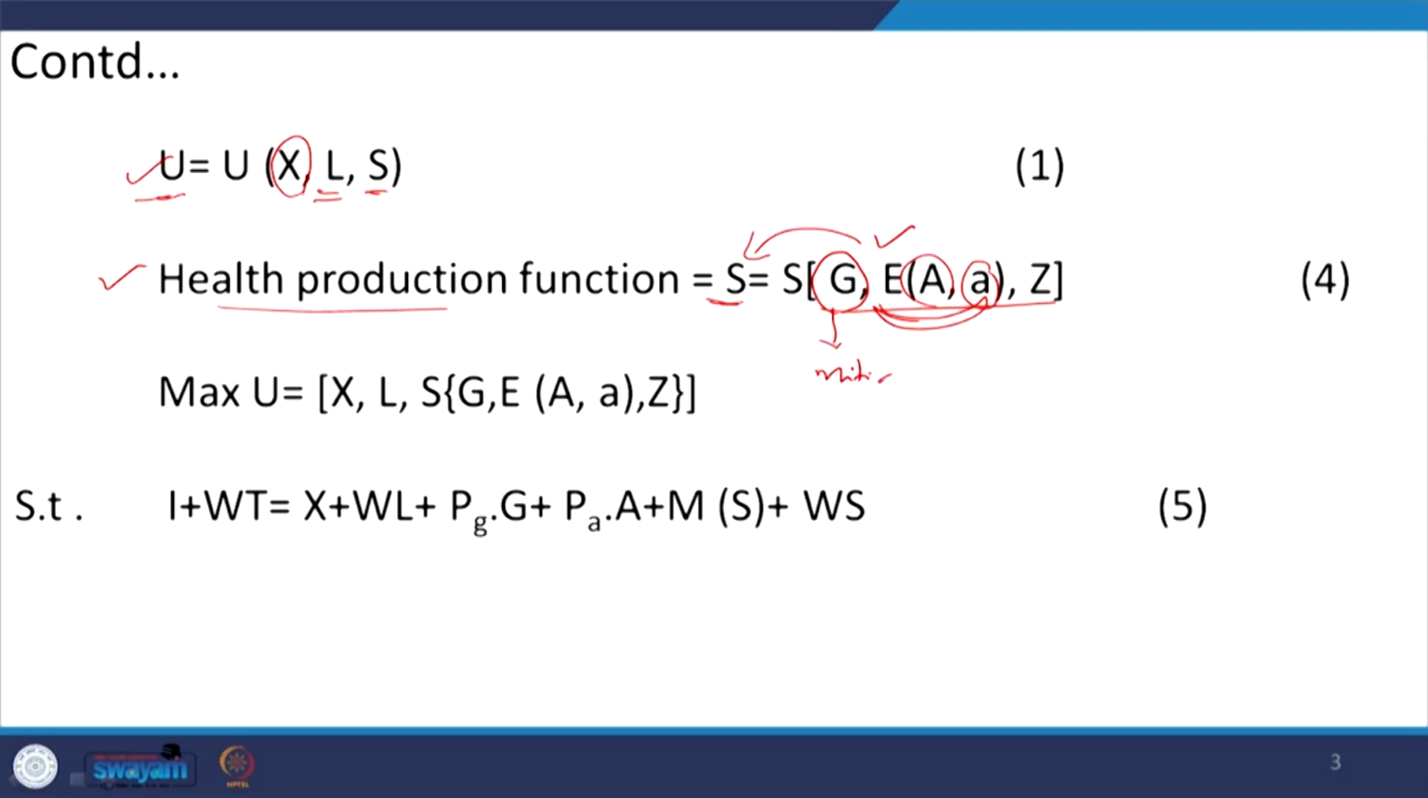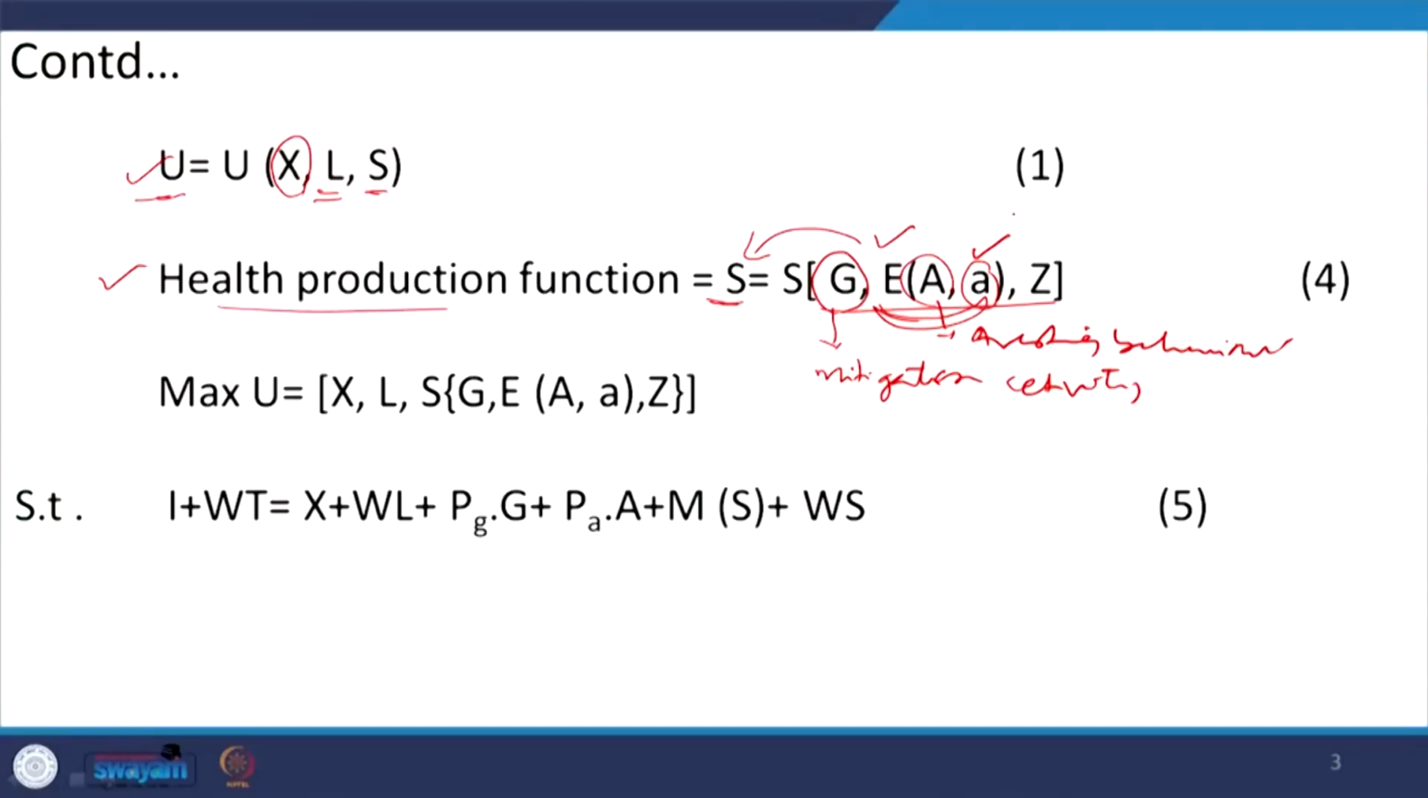This is mitigating activity. We have drawn a difference between mitigation activity and the averting behavior or averting expenditure that the person is making. And the second one, this alpha, is the ambient level of pollution. That means, beyond a particular level of pollution, if further pollution is added, then obviously the person is going to fall sick. So, that is what is explained as the ambient level of pollution.